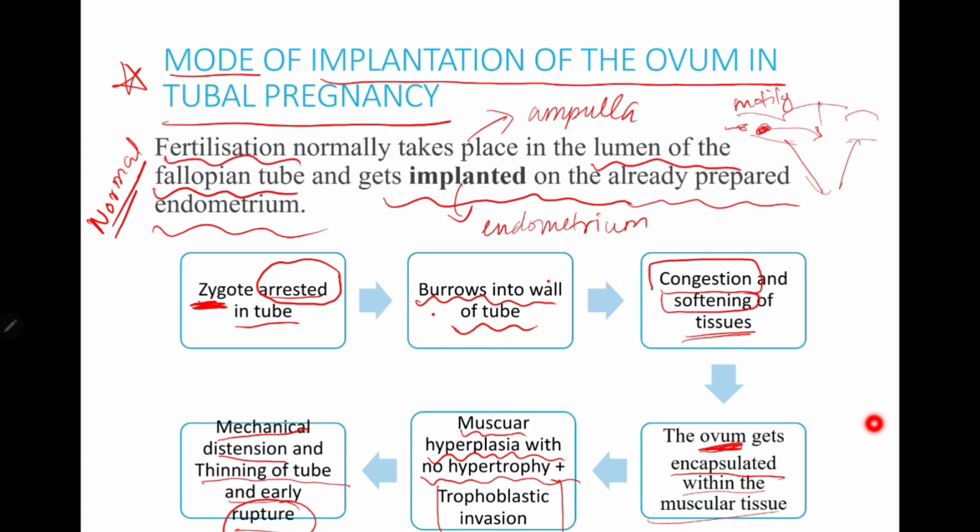Then in this muscular tissue, there is going to be muscular hyperplasia, but there is no hypertrophy, only hyperplasia. And also there is going to be trophoblastic invasion. After trophoblastic invasion, mechanical distension and thinning of the tube and early rupture will be there.